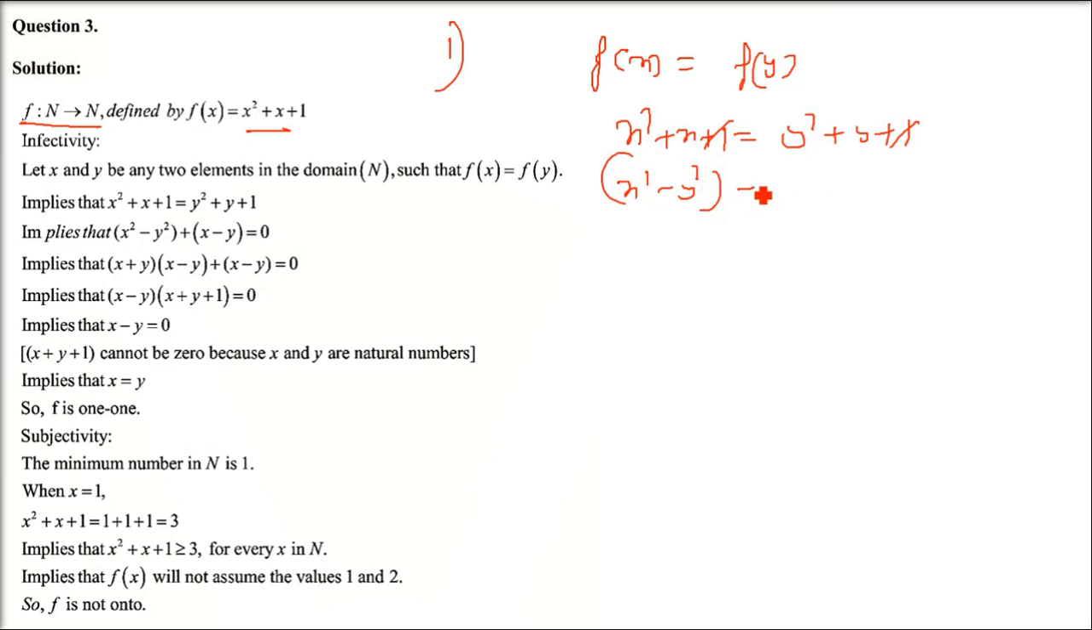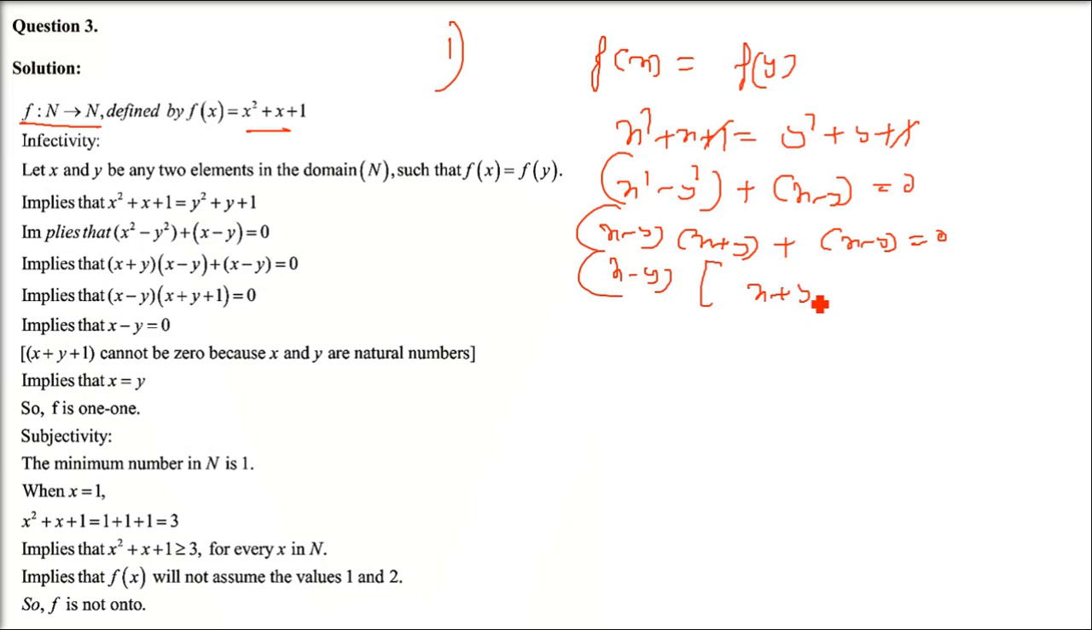So just write these two functions with x and y and take 1 1 cancel, x and y take together. X minus y you can take common because x square minus y square is x minus y, x plus y, x minus y you can take common. It is x plus y plus 1.